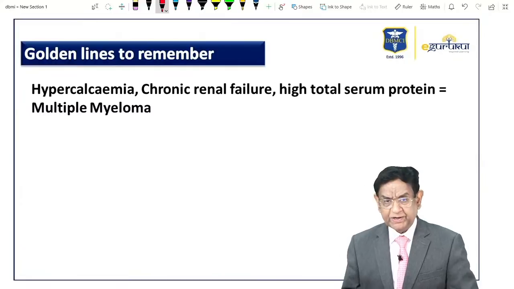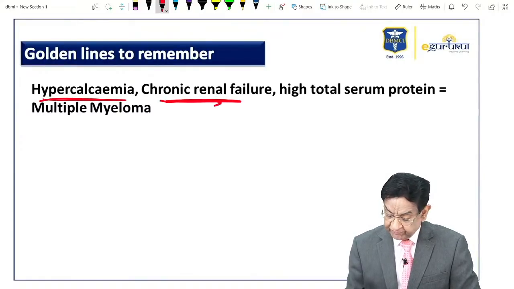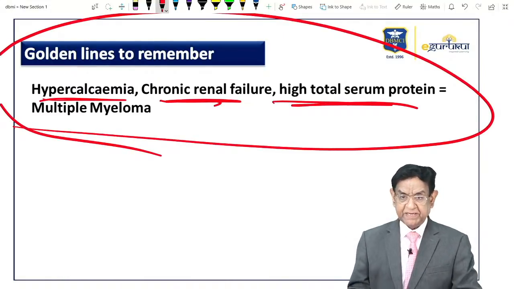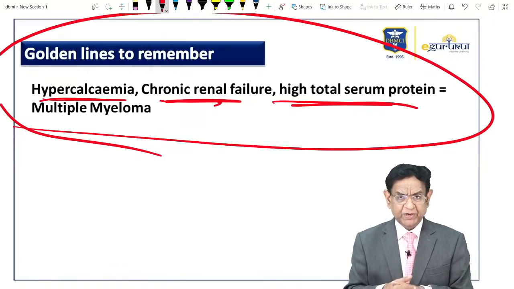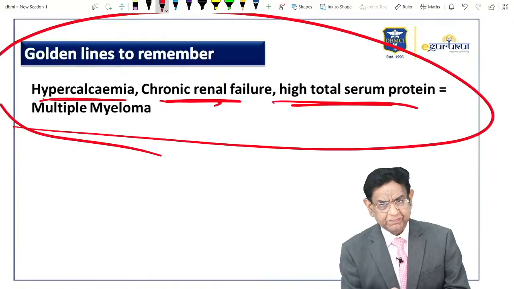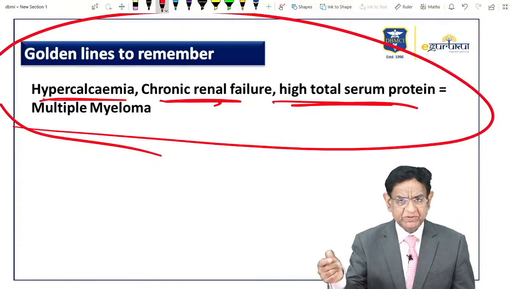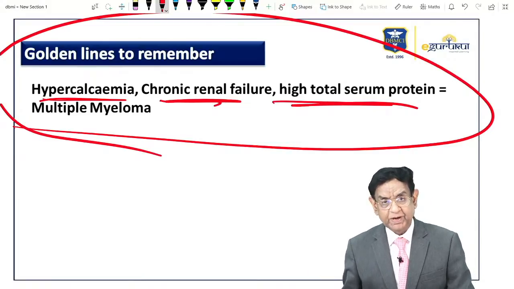One more golden line to remember: hypercalcemia, chronic renal failure, high serum protein. This is multiple myeloma. Whichever exam you appear for, including viva questions, this is a single golden line by which you can say, oh, we are dealing with multiple myeloma. Okay.